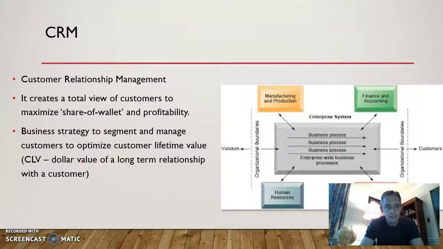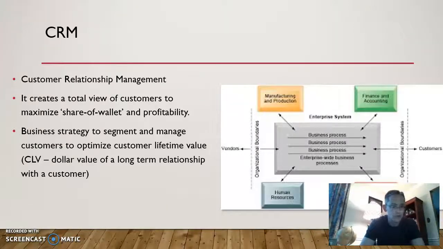The third system that we talk about is customer relationship management. And this is really what creates a total view of the customers to maximize the share of wallet, right? Meaning how much of your customers' income are you able to grab, and our overall profitability. How much margin can we get in each engagement with the customer? These CRM systems are designed to track that. They're designed to manage it.